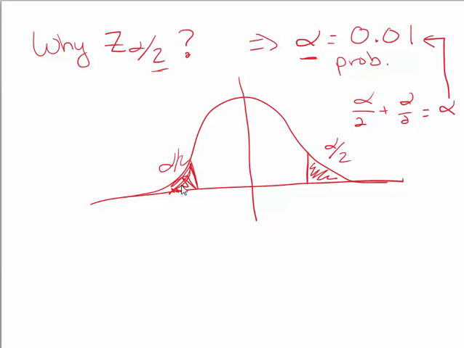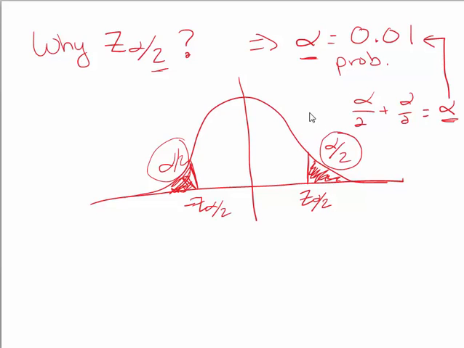And this alpha over 2 probability value is calculated at the point of negative z alpha over 2, and then on the positive side, z alpha over 2. So essentially the probability here, to the right of z alpha over 2, and the probability here, to the left of negative z alpha over 2, combine together so that you get this alpha value, which is what we're trying to compute our confidence interval at.